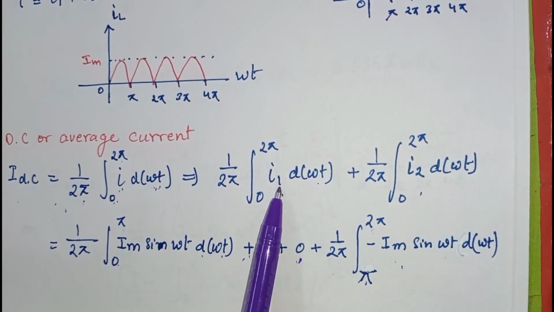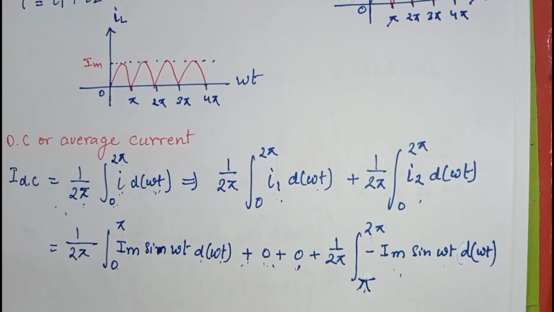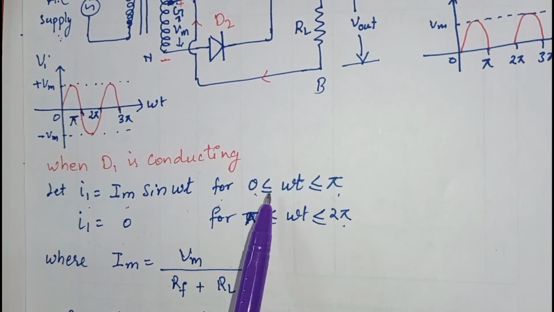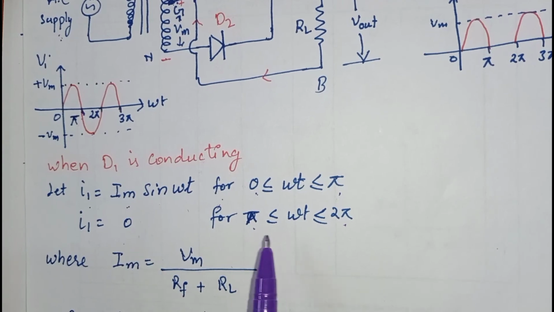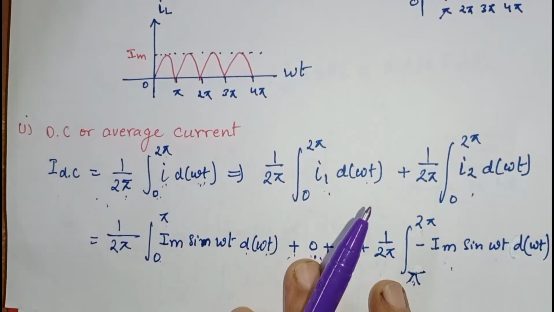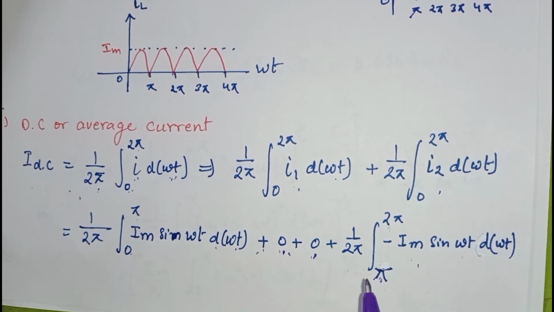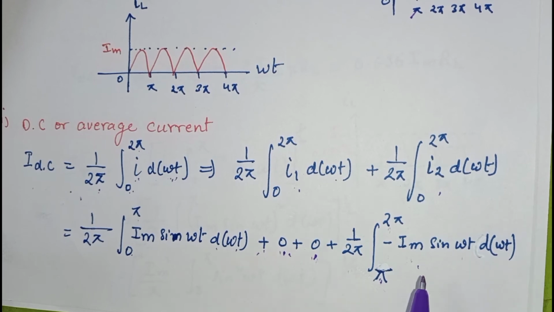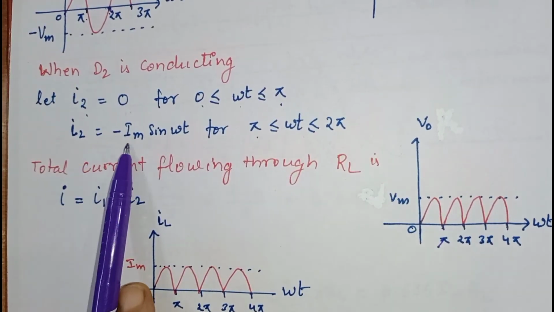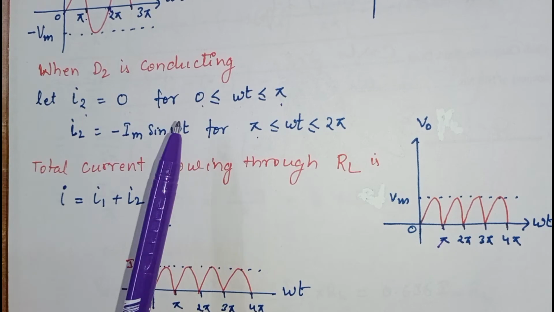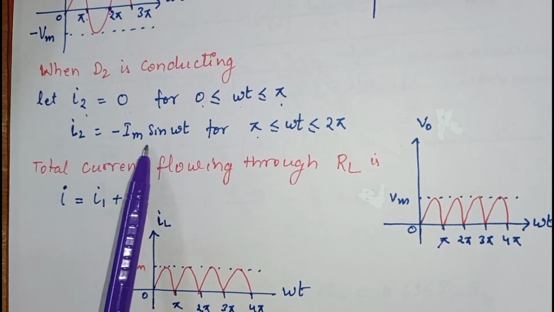Now we will put the values of I1 and I2. We know the value of I1 is equal to Im sin omega t for the period 0 to pi, and I1 is 0 for pi to 2 pi. So for the positive half cycle it is Im sin omega t, and for the negative half cycle it is 0. And I2 is equal to minus Im sin omega t d omega t for the period pi to 2 pi. This is the expression for I2. For the first period it is 0, and for the second period it is minus Im sin omega t.